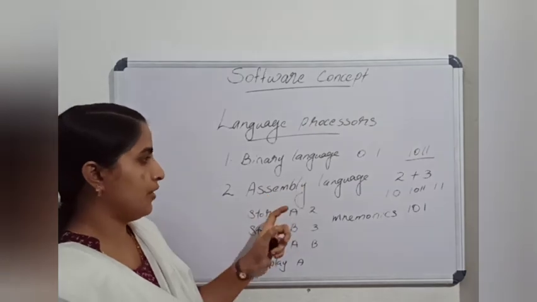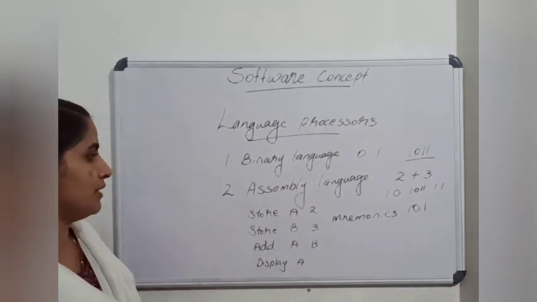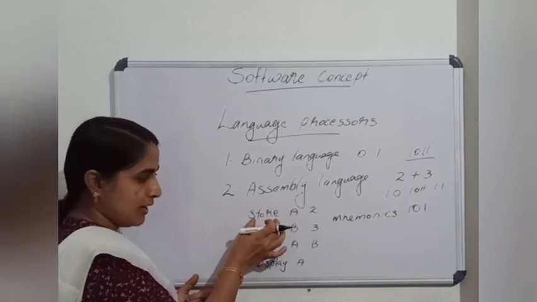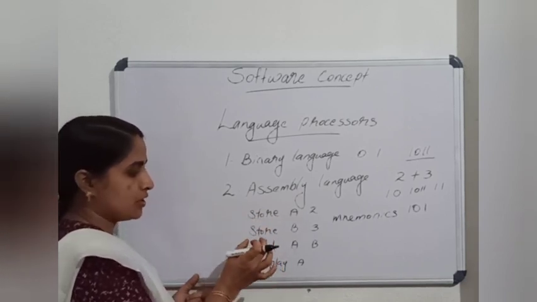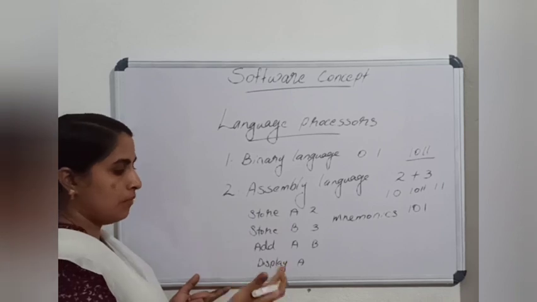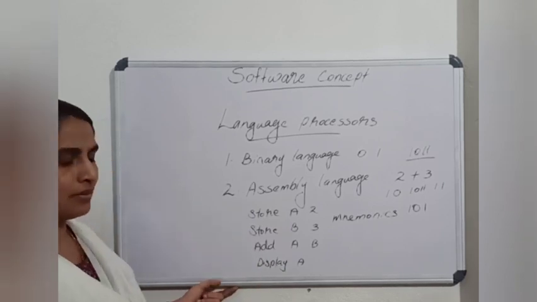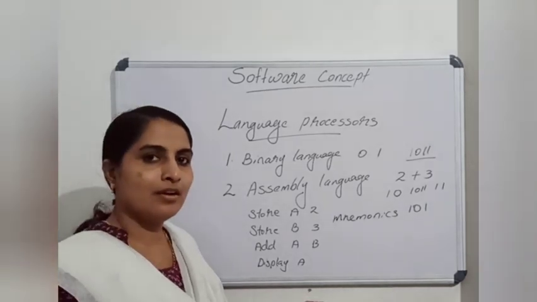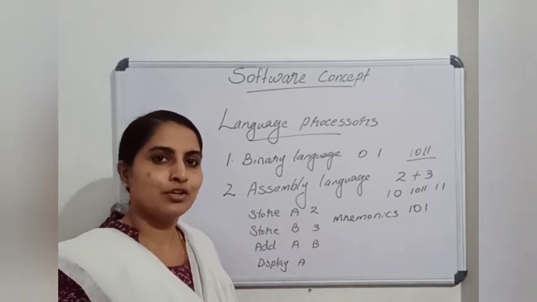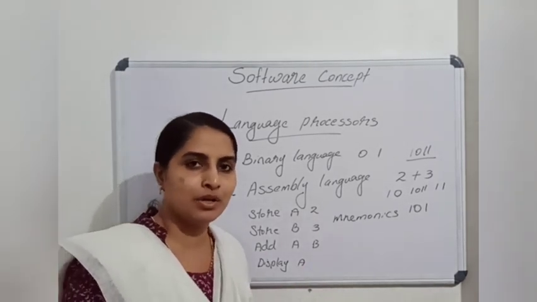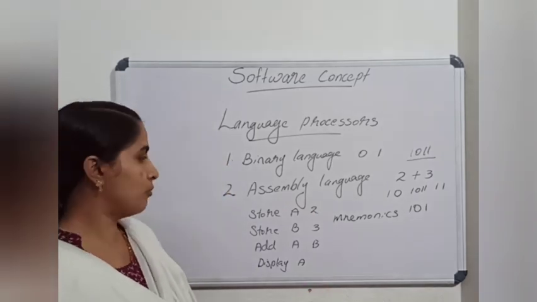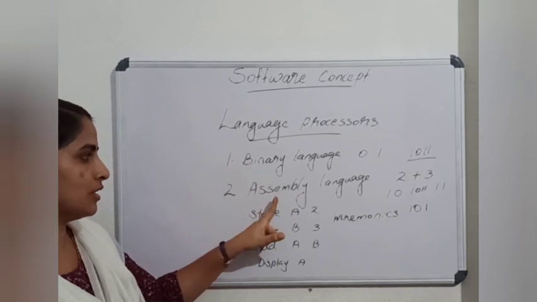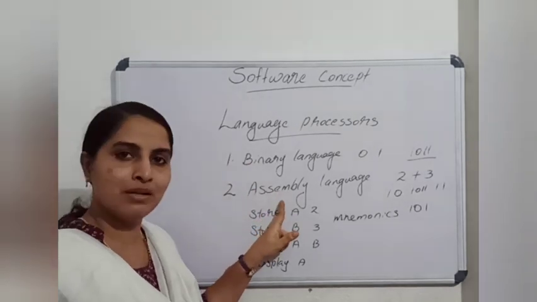In assembly language, they made some codes: store for assignment, add for addition, display for printing, mult, div, and there are many mnemonic codes. Then the programmer should learn all these mnemonics by heart to give an adequate command to the computer. That was the problem with assembly language, but compared to the binary language, that seems to be simple.